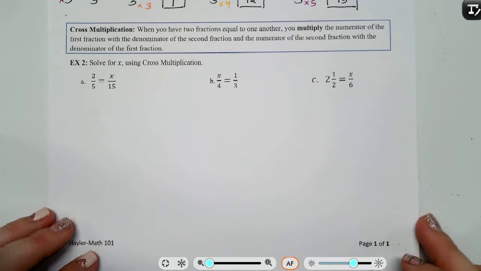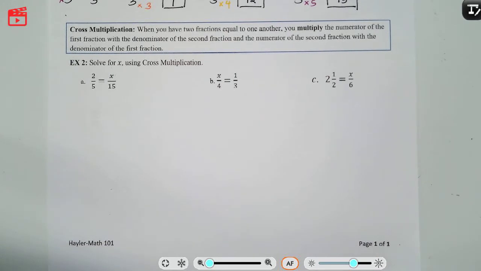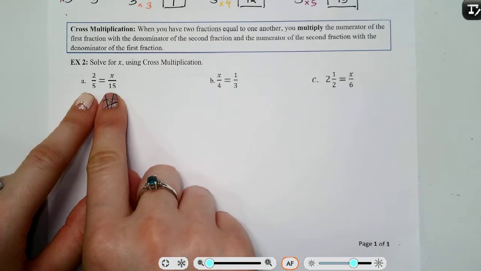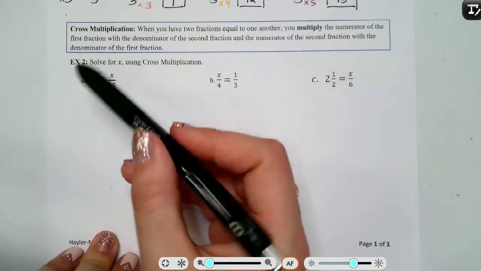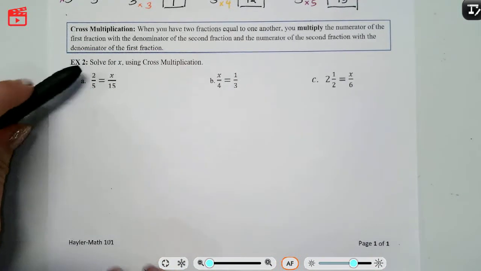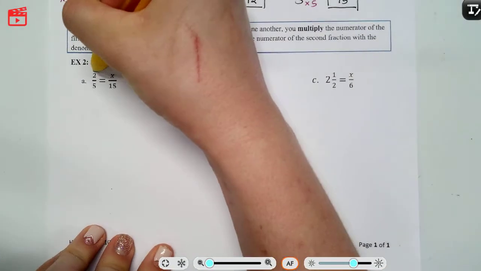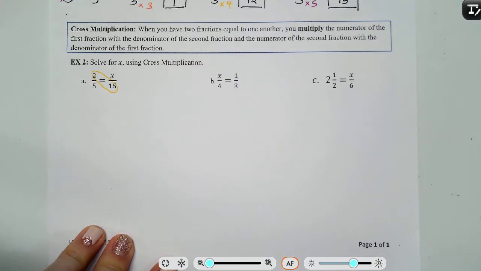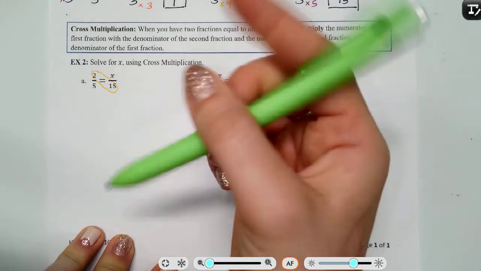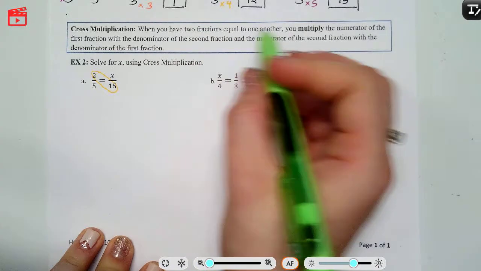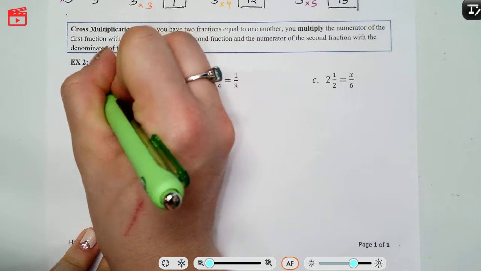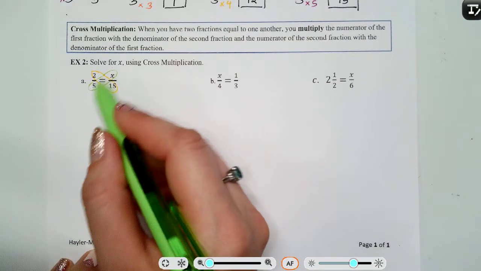All right, so a new idea. Cross multiplication. When you have two fractions that are equal to one another, like this, you can multiply the numerator of the first fraction with the denominator of the second. And then multiply the denominator of the second fraction with the denominator of the first. So notice it looks like a cross or an X actually.